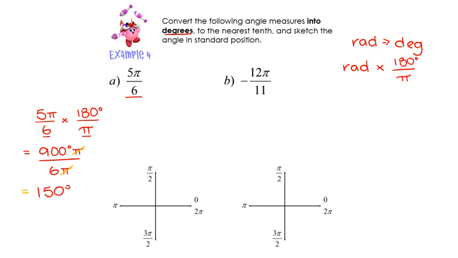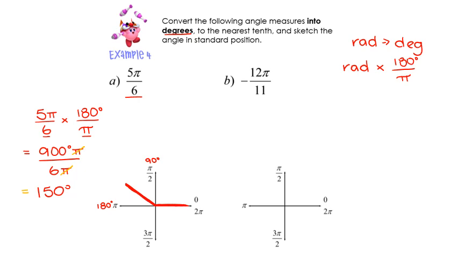150 degrees. Now, to draw that in standard position, you're going to start by drawing your initial arm at 0, and then 150 degrees will land in between 90 degrees and 180 degrees. So let's say it lands right around here.